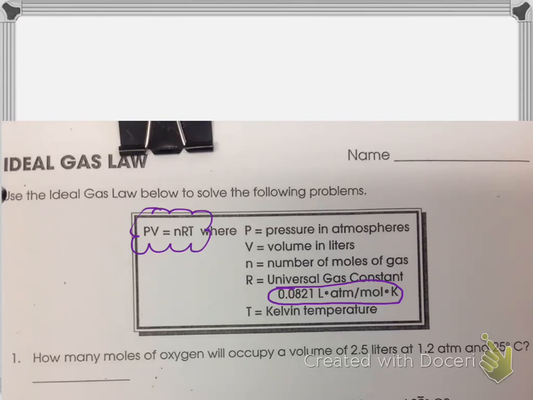We want to start this problem the same way we've started our problems with all the other gas laws. We want to make a list of what we've been given. So if we just follow the equation, let's see. How many moles of oxygen? So that means we're looking for our N. Will occupy a volume of 2.5 liters. So we know our V is 2.5 L. At 1.2 atm, that's going to be our pressure.